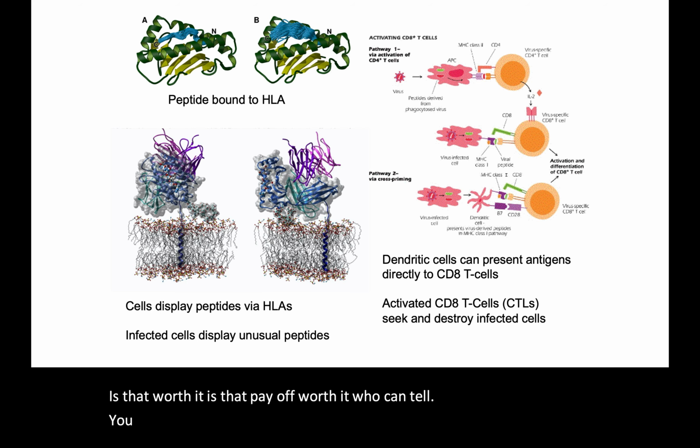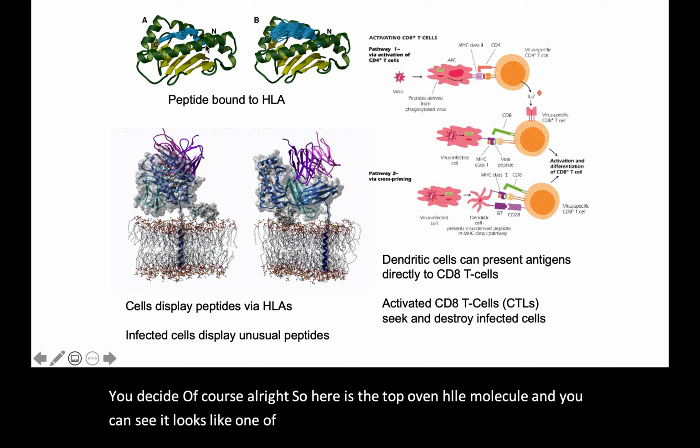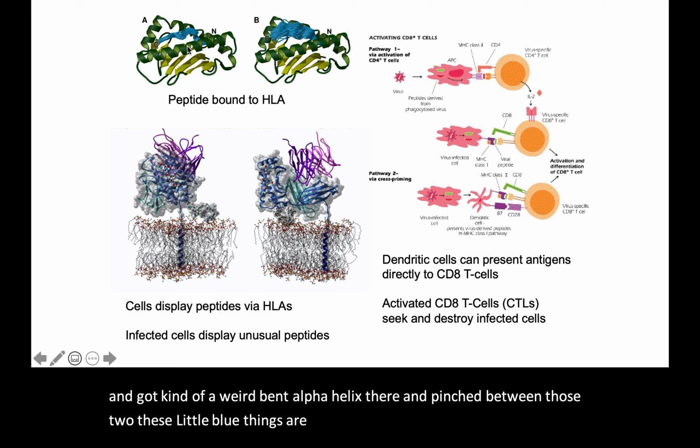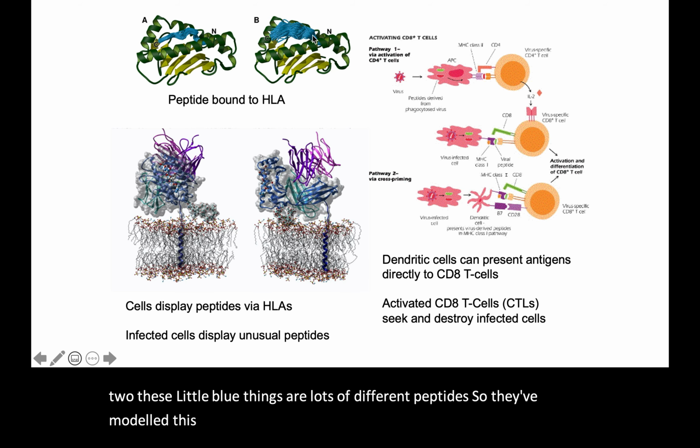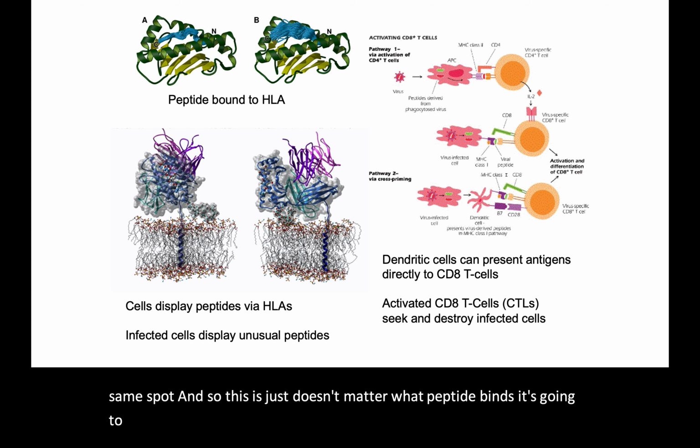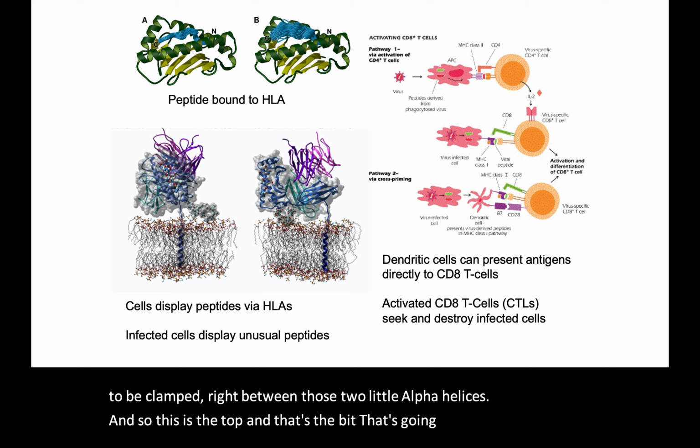Of course. All right, so here's the top of an HLA molecule. And you can see it looks like one of those binder clips. You've got an alpha helix here, and a kind of weird bent alpha helix there. Pinched between those two, these little blue things, are lots of different peptides. They've modeled this with lots of different peptides, and the peptides always sit in the same spot. It doesn't matter what peptide it binds, it's going to be clamped right between those two little alpha helices. And this is the top, the bit that's going to be presented to the rest of the immune system.